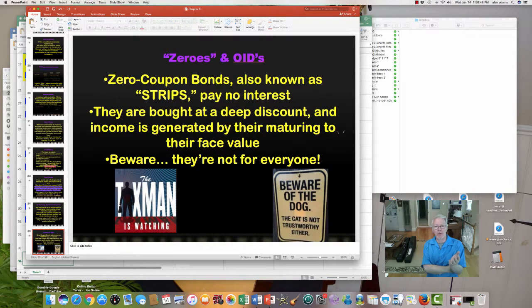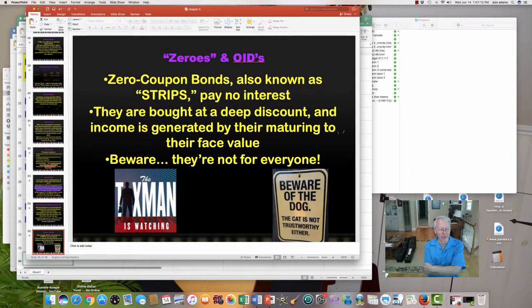Zero coupon bonds, affectionately called zeros or strips, it stands for something like separately traded receipts for interest and principal securities. In the investment world, they get very cute. Sometimes they really have to reach for these acronyms, okay? And no one calls them strips. We call them zeros.